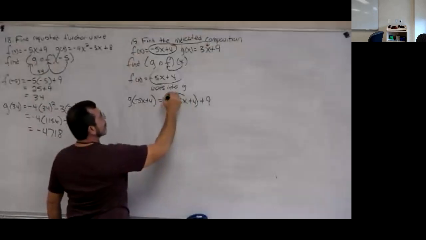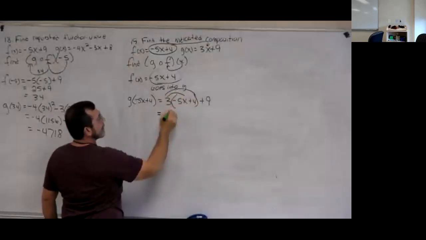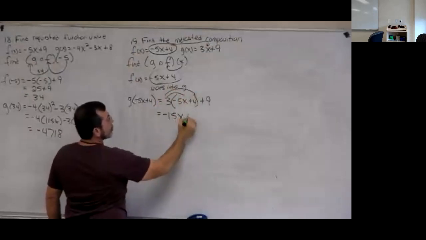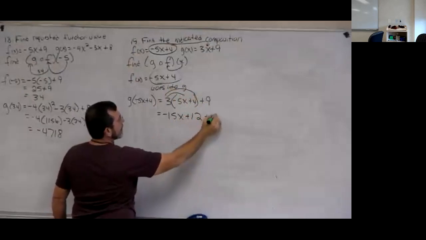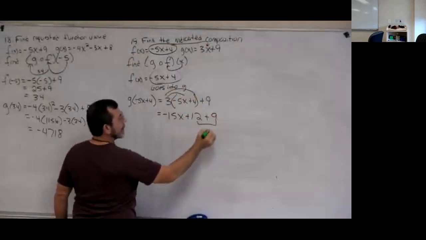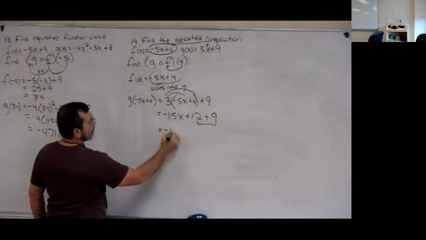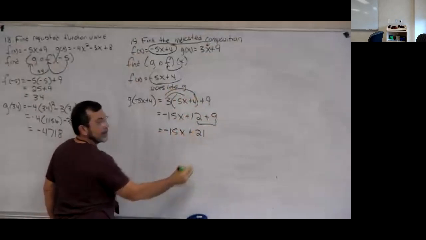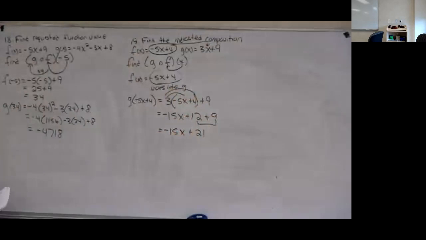So to simplify this, I'm going to distribute. 3 times -5x is -15x. 3 times 4 is 12. And then at the end is my plus 9. And I can go one more step, right? Because numbers will add together. So -15x, and then 12 and 9, 21. So notice, same problems, except this one I had a number, that one I didn't, okay?